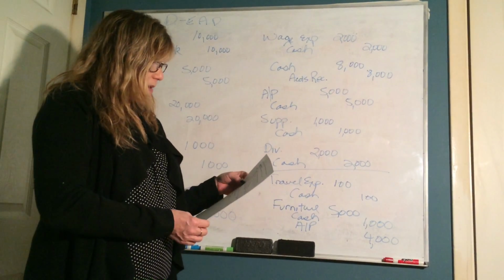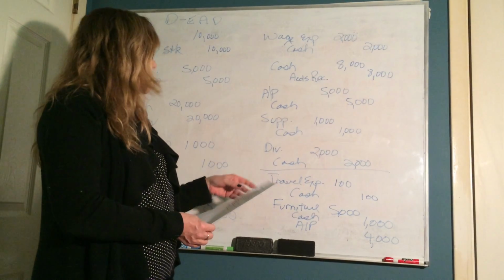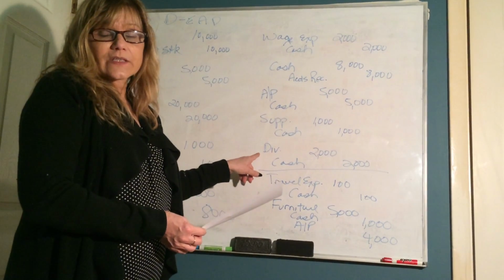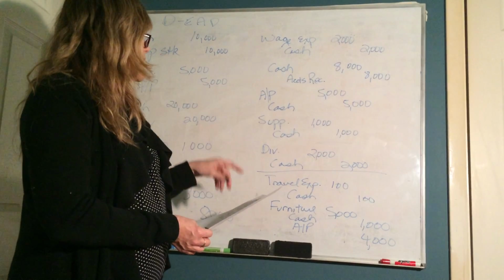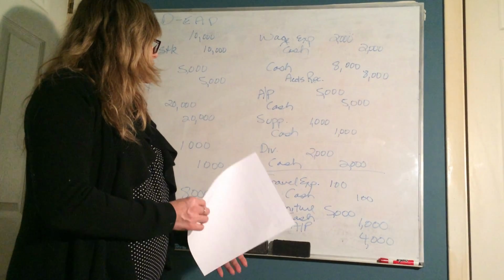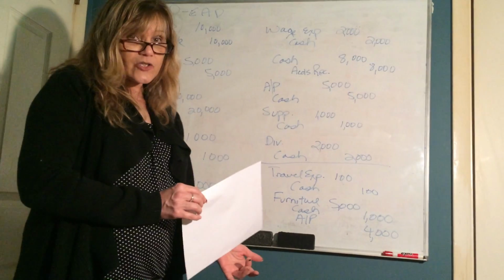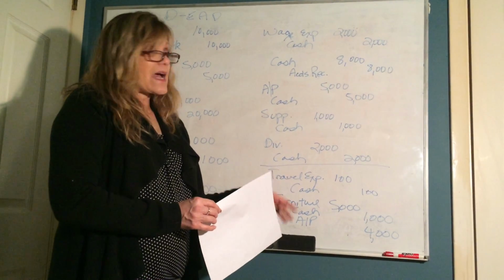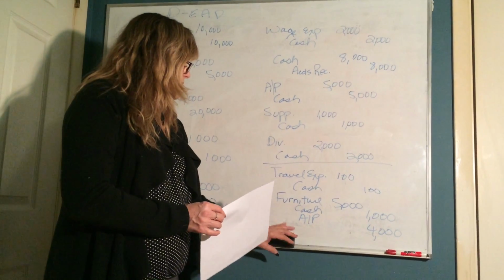Last one, company paid Amanda a $2,000 dividend. Our dividends account increases with a debit. So we're debiting dividends for $2,000. We decreased our cash. Cash is an asset account, so we're going to credit that for $2,000.